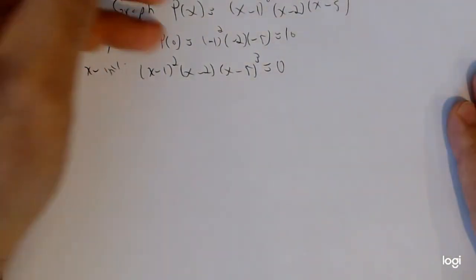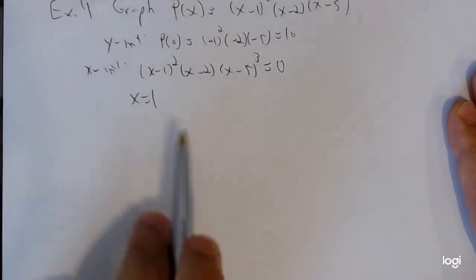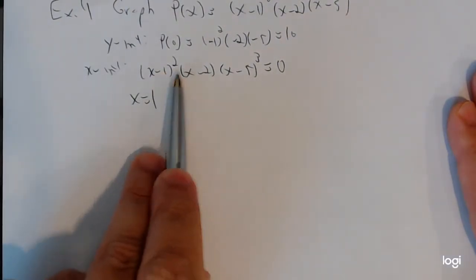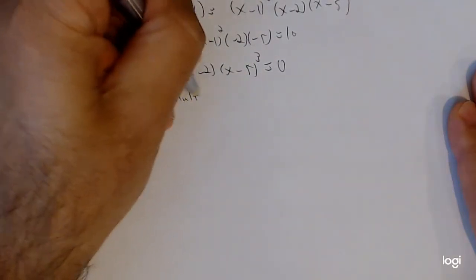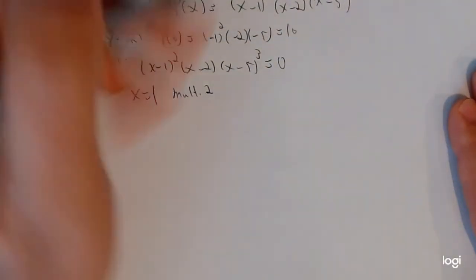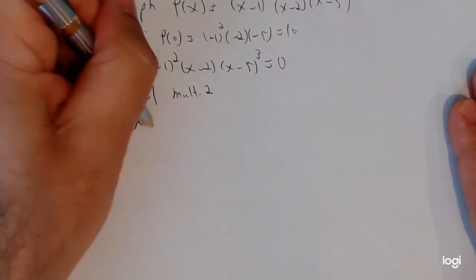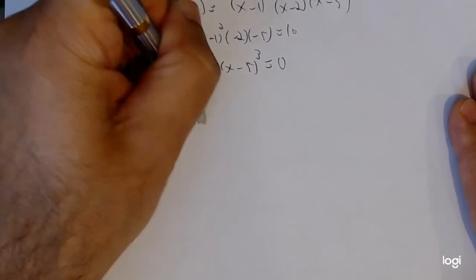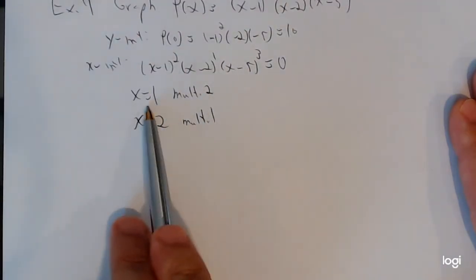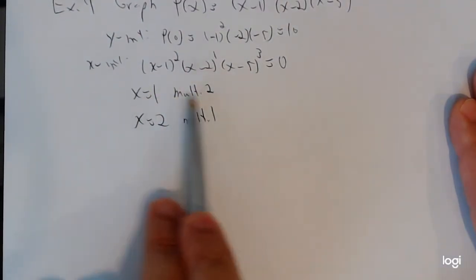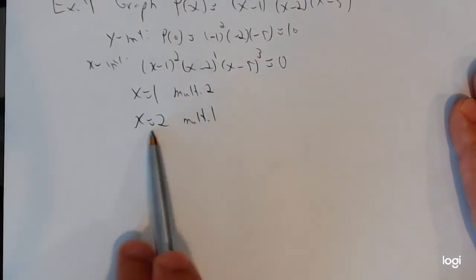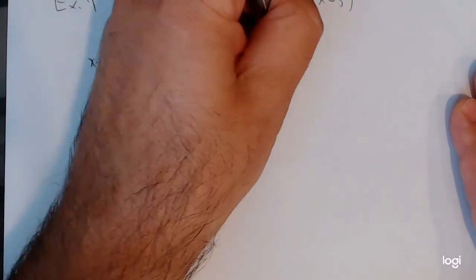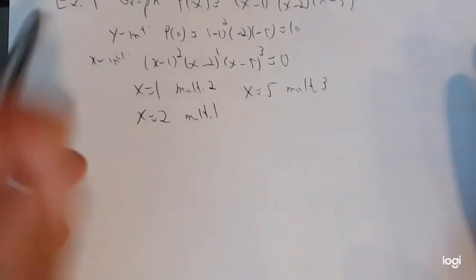So what's my first x-intercept? X equals 1. Now, however, what's the multiplicity of this? Notice how many x minus 1s I have. I have 2 of them. So the multiplicity is 2. And then what's the next one? X minus 2, which is x equals 2. What's the multiplicity of this? I only have 1 of them. So that's multiplicity of 1. So we know that the graph is going to bounce off here, and it's going to look like a parabola. We know it's going to cross here, and it's going to look linear. And the last one is x equals 5 with a multiplicity of 3.